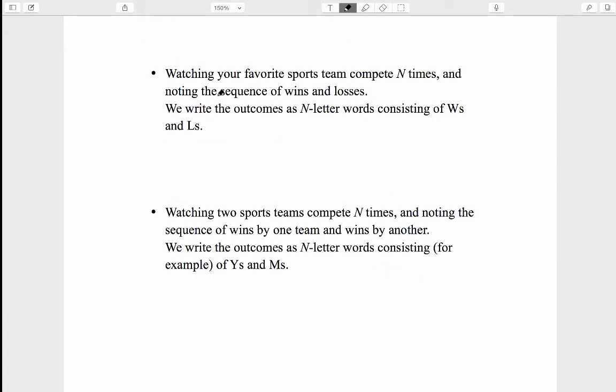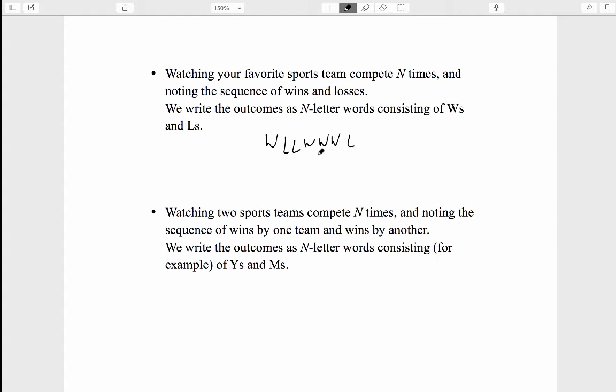Another example, watching your favorite sports team compete N times and noting the sequence of wins and losses. Then we can write the outcomes as N-letter words consisting of W's and L's for wins and losses. We're assuming that we're talking about a sport where there are no ties allowed. For example, win, loss, loss, win, win, win, loss. That's an outcome for the experiment of watching the team play 7 games and observing the sequence of wins and losses.